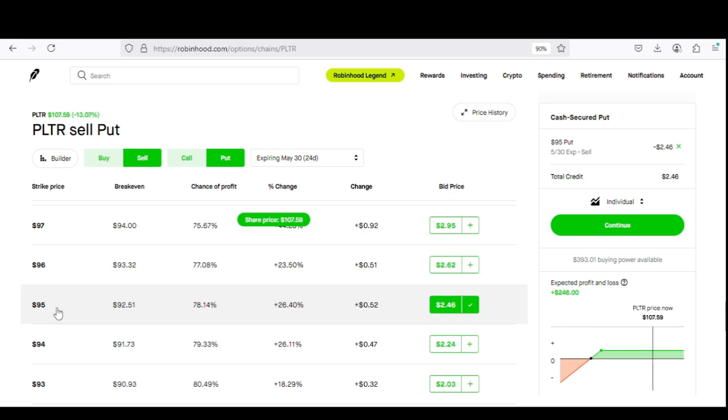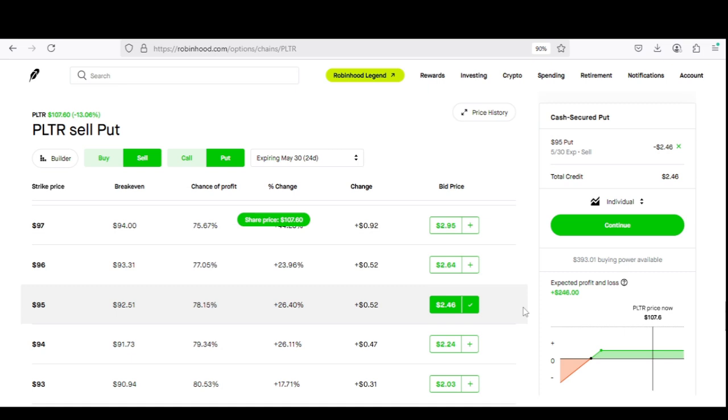In order for you to do this option strategy, you're going to need to leave a collateral. The collateral in this case is going to be $9,500. You come about with your collateral based on whatever strike price you choose, you multiply that by 100 shares. So that's how we came up with $9,500.